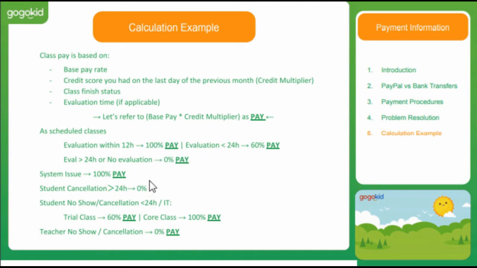For classes finished as system issue, you will receive 100% of your base pay times your credit multiplier, regardless of whether the class was a trial class or a core class. If the class was finished as a student no-show, student cancellation within 24 hours, or student IT issue, then you will receive 100% of your base pay times your credit score if it's a core class, and 60% of this amount if it's a trial class. For teacher no-shows, teacher cancellations, and student cancellations more than 24 hours, there is no pay.